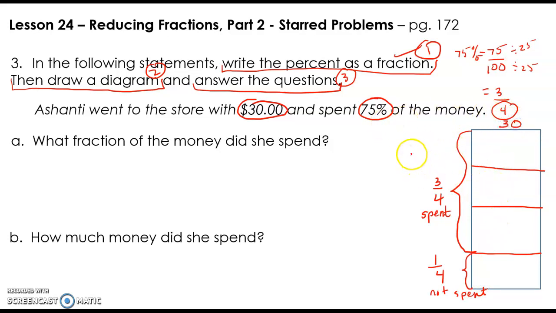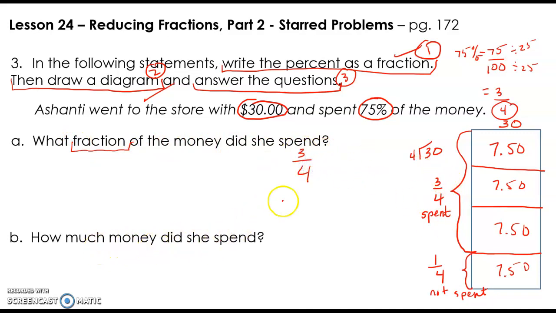So if I divide 30 by 4, it's not going to go evenly. I get 7.50. So each one of these is 7.50. Okay. So now that we've drawn the diagram, we can answer the question. So it says, what fraction of the money did she spend? She spent 3/4. How much money did she spend? So 7.50 plus 7.50 plus 7.50, which is 22.50.